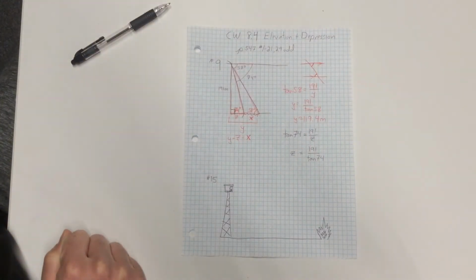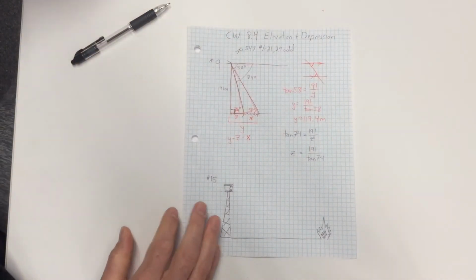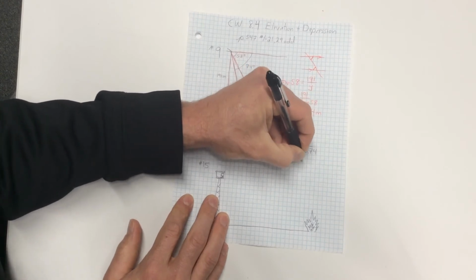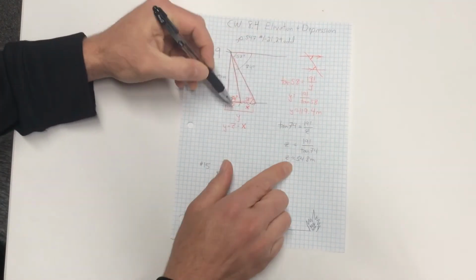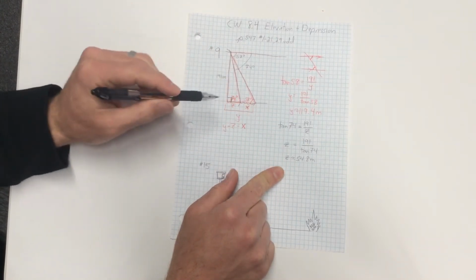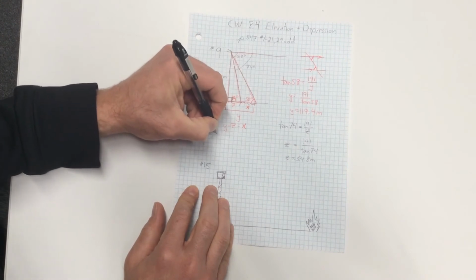57.8. I'm sorry, whoops, 54.8. Sorry, got to learn to read. So z is approximately 54.8. Notice we can be happy with that result because y should be considerably bigger than z, and that's what we've got, 119 versus 54.8. So now let's just fill this out, find the difference.